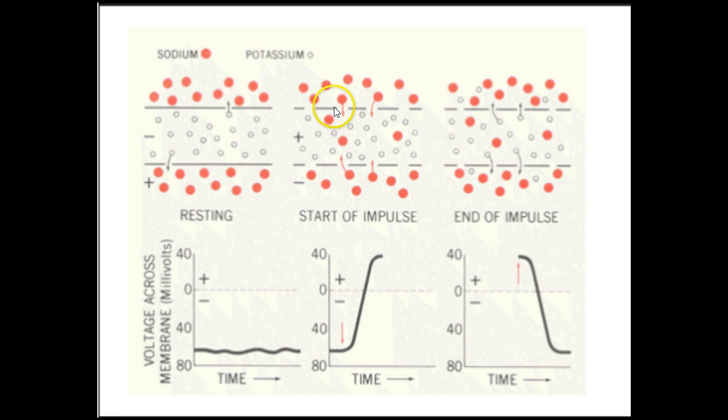So we have more sodium coming in, and once it reaches negative 55, we have reached what is called threshold. Once threshold is reached, we can actually start the action potential. But if threshold is not met, meaning that not enough sodium ions have traveled into the axon and it hasn't reached that voltage yet, then we're not going to start that impulse.